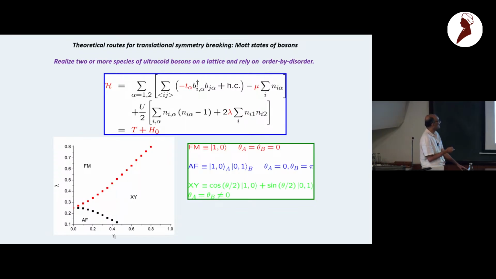And there were many candidates. I didn't want to go into the details of this, but one possibility is to have two species of these bosons interacting with each other, and they give very interesting antiferromagnetic phases, where antiferromagnet means that one species of boson is realized on one site, and the other species is realized on the next site, and you just have this up-down combination.